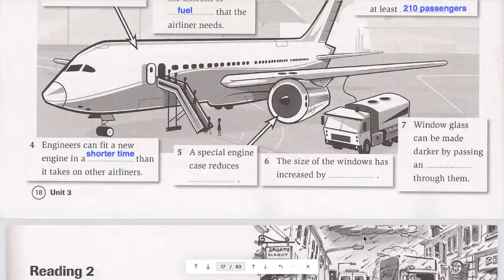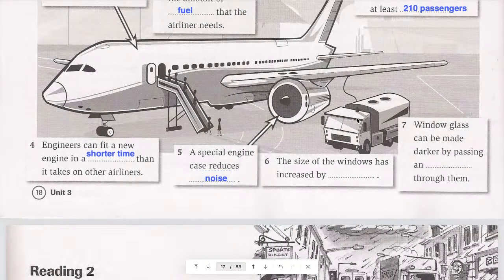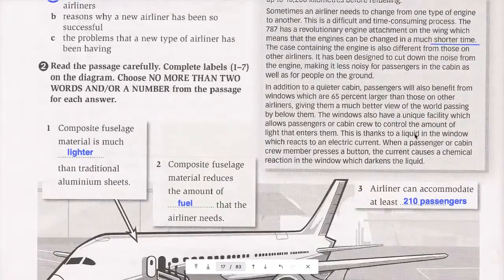Now, what's the answer for number five? A special engine case reduces something. Noise. Yeah, do you agree with that? Yeah, noise or engine noise, right? Yes, you just write noise, it's fine for me. Noise. A special engine case reduces noise. Where's that?